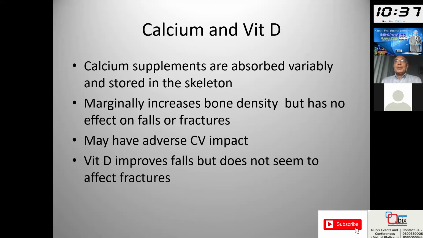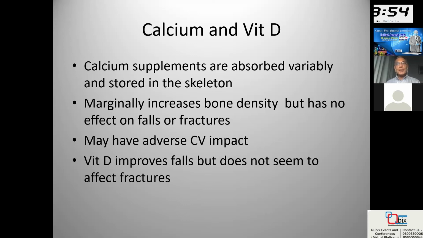Now, calcium and vitamin D, which was discussed in the slide, actually is not so simple as one intuitively feels. Calcium supplements are absorbed variably. For example, a standard calcium carbonate tablet contains 1200 milligrams of calcium, and about 500 milligrams are available for absorption if taken with a meal where hydrochloric acid is there in the stomach. There is a marginal increase in bone density, and there has been no study that shows it has a direct effect on falls or fractures. It's more intuition than actual data. There may be an adverse cardiovascular impact.